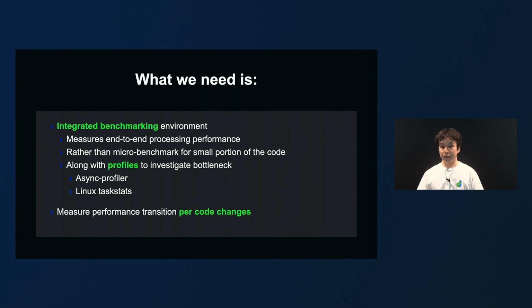We are looking for an integration benchmarking environment that measures performance from end to end, from producing the task to the actual completion of the process, rather than micro benchmarks for individual components. It is also essential to get a profile to identify the bottleneck accurately at this time. It is also necessary to measure the performance of each code change or Git commit so that we can identify which factors have affected the performance.